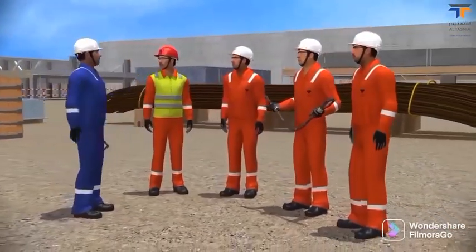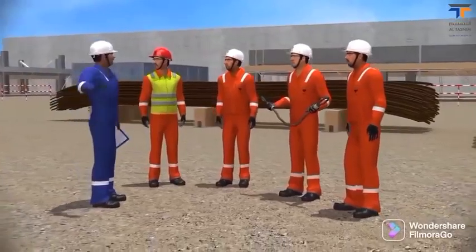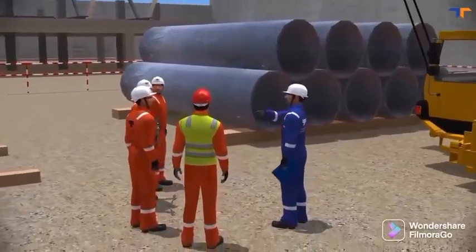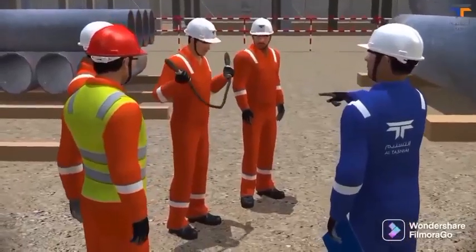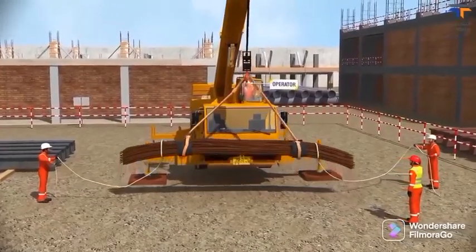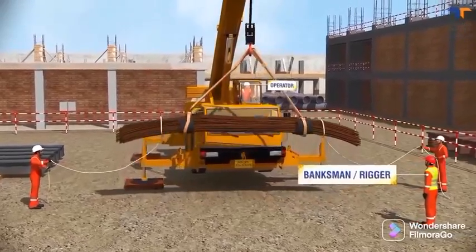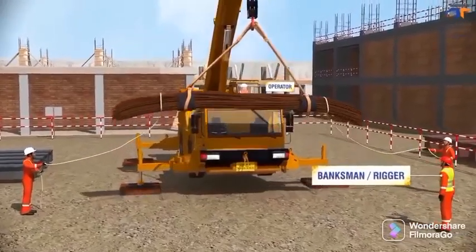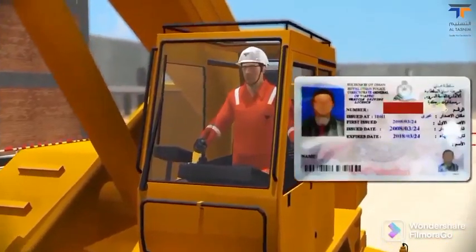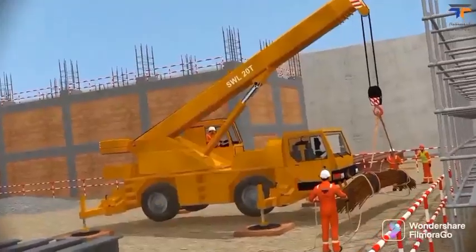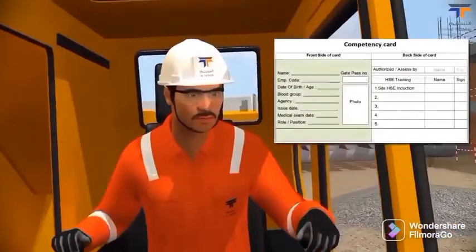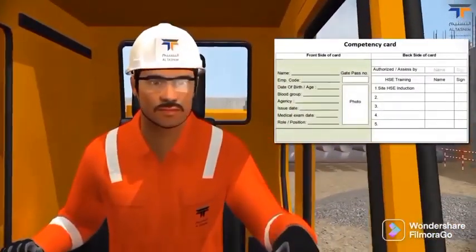Supervisor should ensure that crane operator or rigger or helper and any other workers are familiar with the safe working procedures as well as other rules. It should be ensured that competent, experienced and certified crane operator, banksman and rigging crew are available. Operators should have a valid driving license. The operator or rigger or helper should always have their safety card and competency card with them.